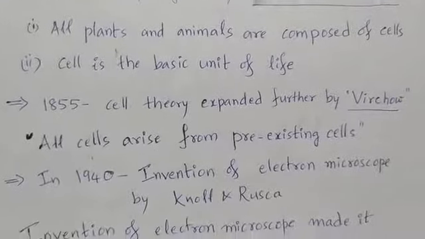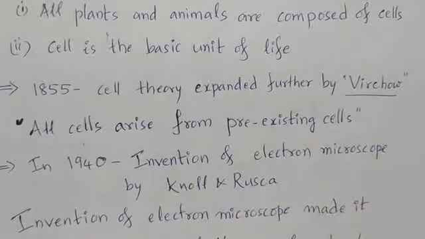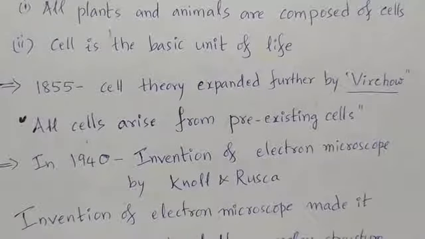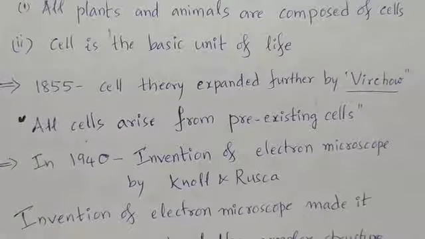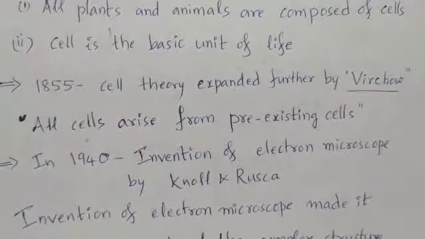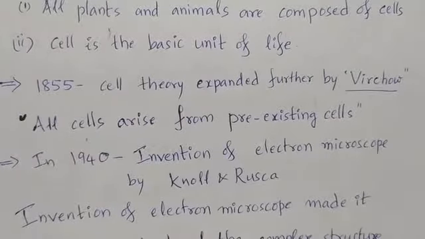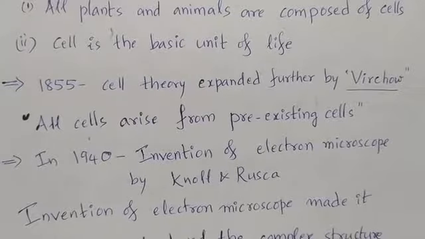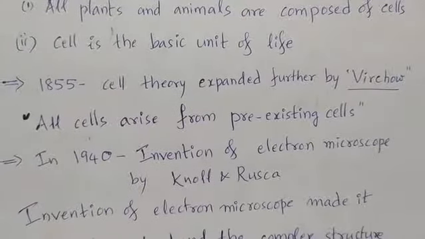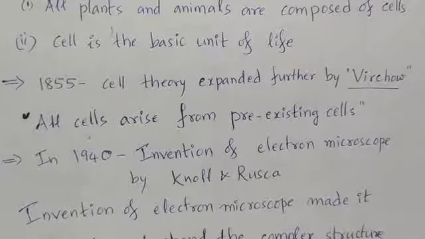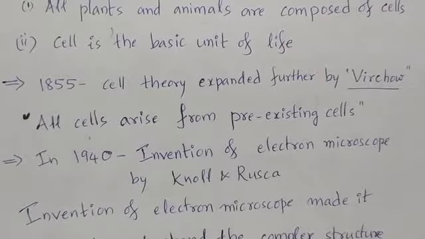Next, in the year 1940, the electron microscope was invented by two scientists known as Knoll and Ruska. It was a great invention. In the textbook, it has been given as discovery, but it is an instrument here. Instruments cannot be discovered; they are invented. So in the year 1940, the invention of the electron microscope was carried out by Knoll and Ruska.